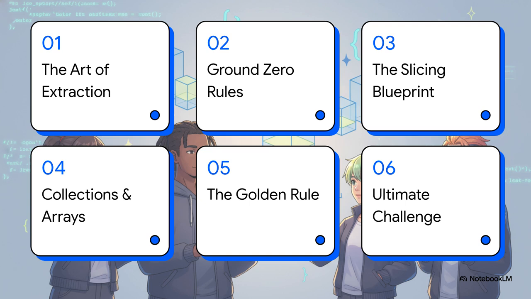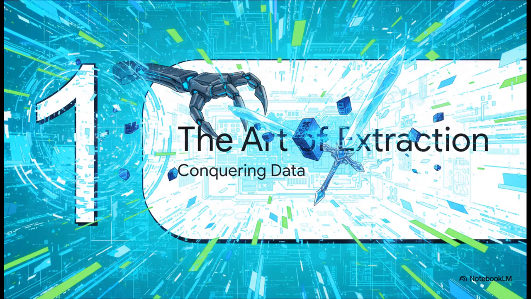Okay, here's our blueprint for today. First, the art of extraction. Then, ground zero slicing rules. The slicing blueprint, collections and arrays, the golden rule, and finally, the ultimate slicing challenge. Let's jump right into section 1, the art of extraction, conquering data.